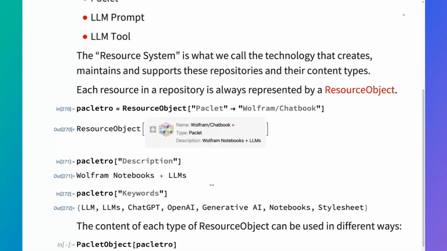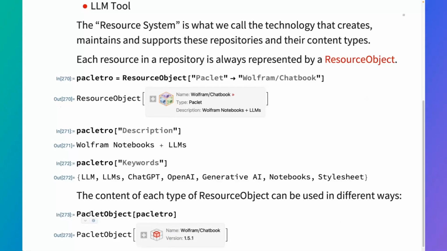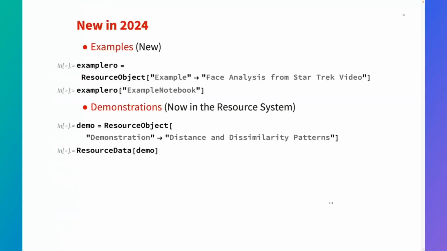If you want to interact with the actual content of the resource, each repository or each resource type has its own unique integration into the Wolfram Language. Since this is a Paclet resource, you can retrieve the Paclet object by just doing PacletObject of the resource object. If it was a data resource or a neural net resource, you would interact with the content in different ways. The way you interact with the content is custom for each type, but the metadata in the resource object is consistent. I'm trying to keep this pretty brief because I want to get to the submission part.